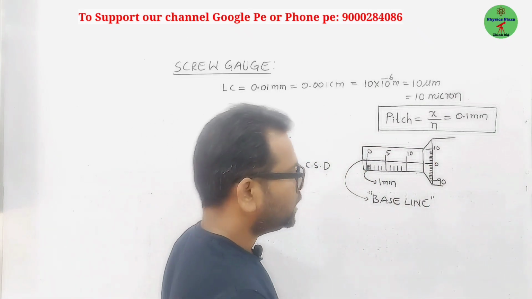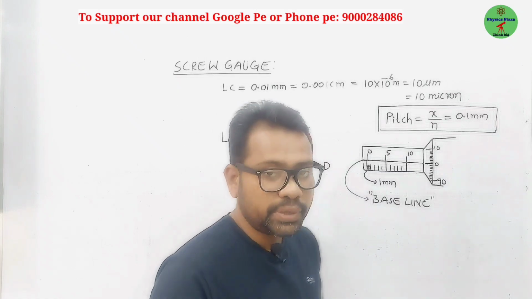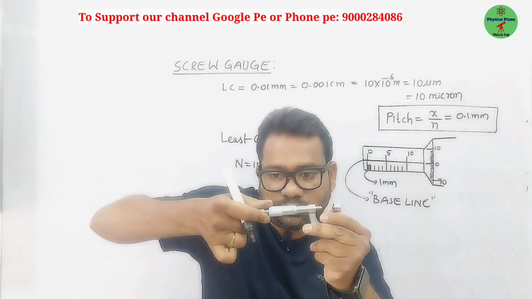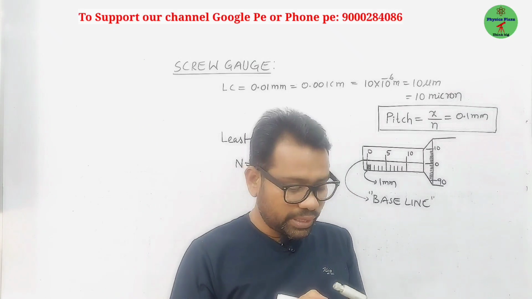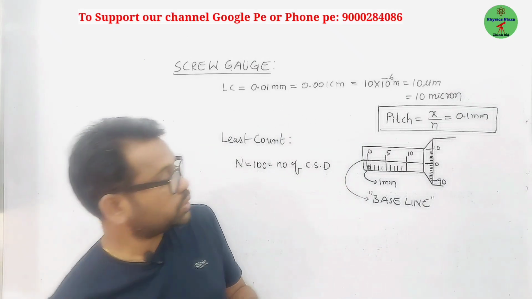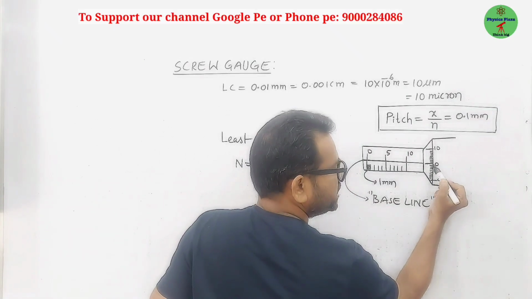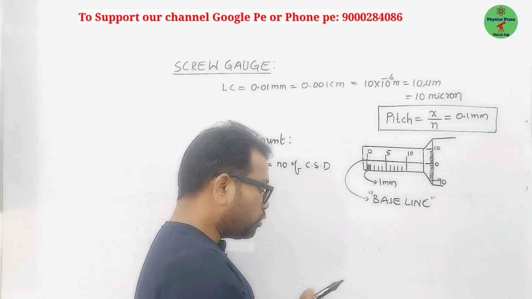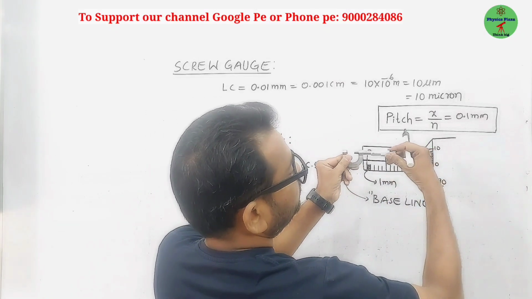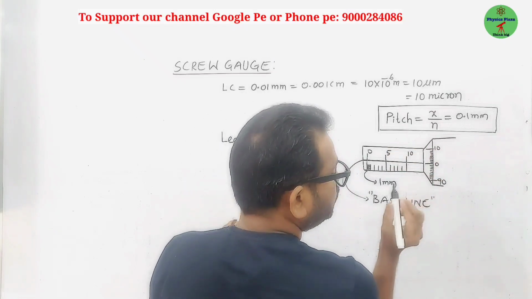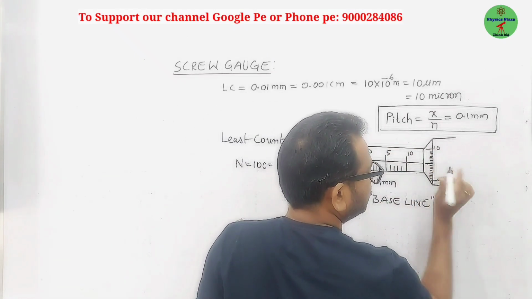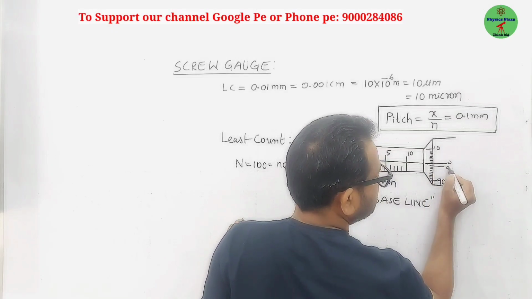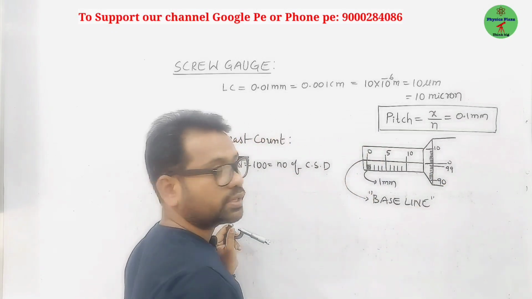But here, try to understand, children. When we discussed the pitch, I told you that we rotate this head completely. But now look here, each division is there, right? Now we are not going to rotate it completely. Let us say this is 0, children, and this is 99. Try to understand.